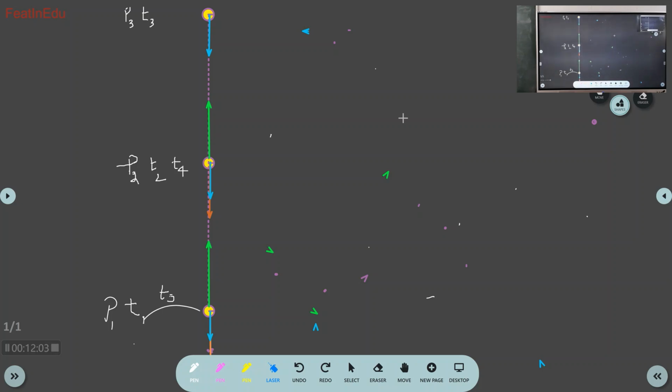Now, if there are no constraints, then the velocity will change. Otherwise, it will not change. Here, for this body, is there any constraint? There is none, so it will definitely change the velocity.